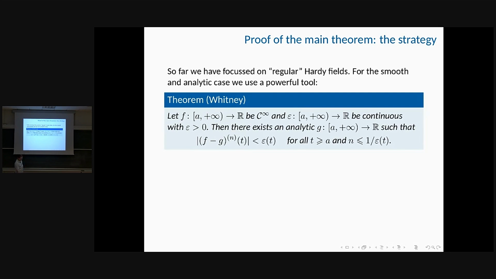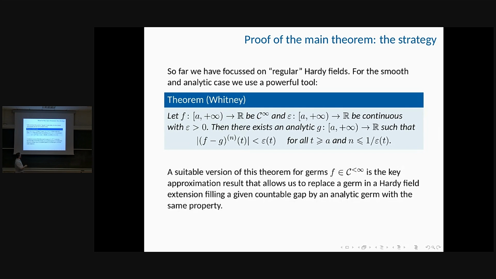Well, at least if you're willing to wait until the approximation kicks in. The n here is only bounded by 1 over epsilon of t. But if epsilon goes to 0, then 1 over epsilon of t will go to infinity, and then for more derivatives, eventually this will hold. We needed a version for germs, not literally this, but that was not too hard to get from this theorem. Once you have this version for germs, you can use the earlier results to find a solution that fills in the gap, and then approximate it using this theorem by an analytic solution.